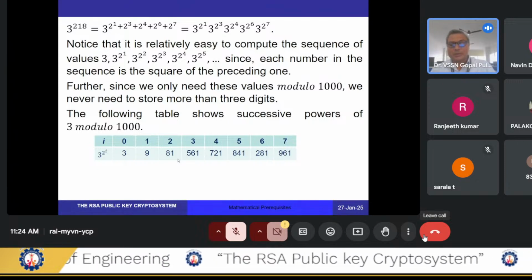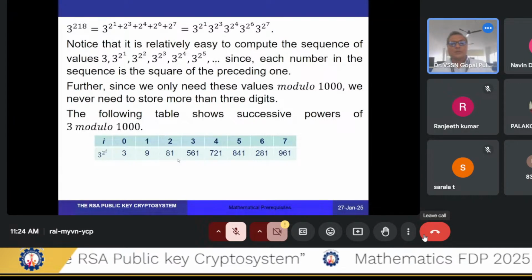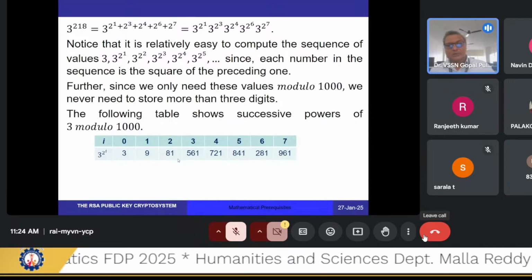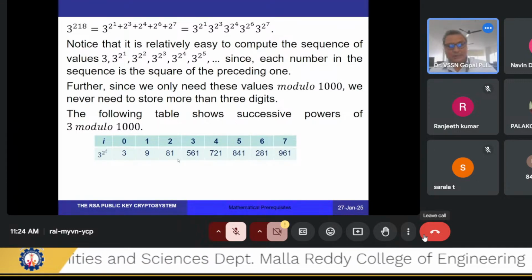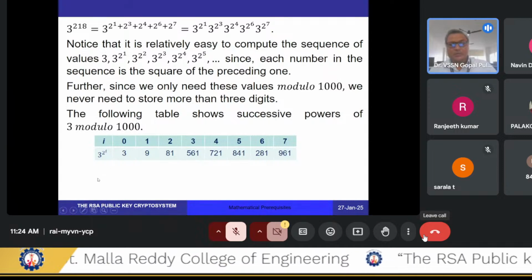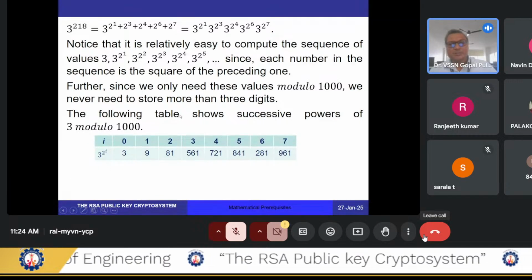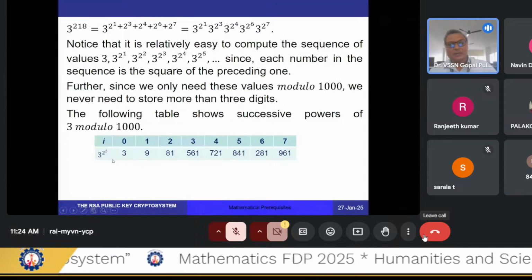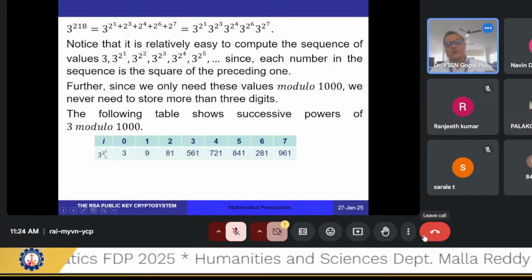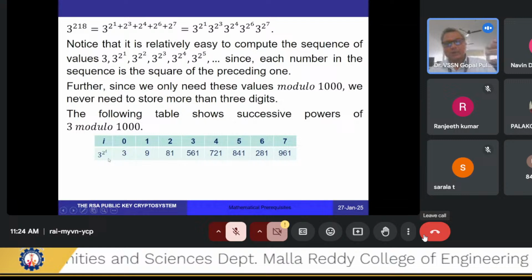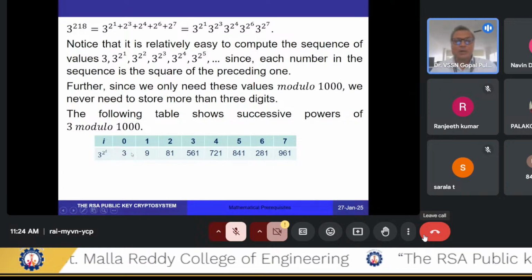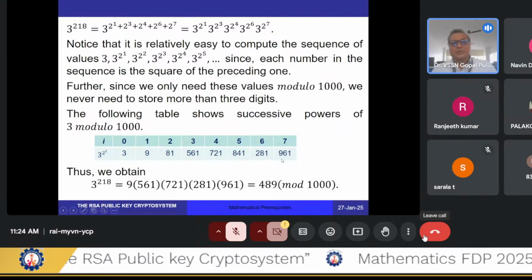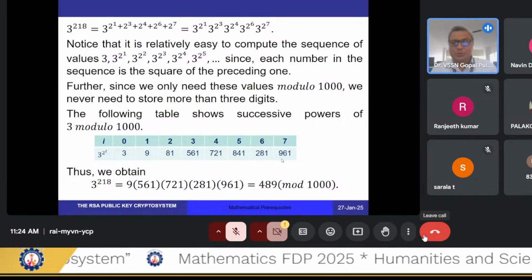So here is what the table shows: the successive powers of 3 modulo 1000. As we just observed, we took i from 0 to 7, and then raised 3 to the power of 2 power i. So we get these values. In what way is this going to help us?